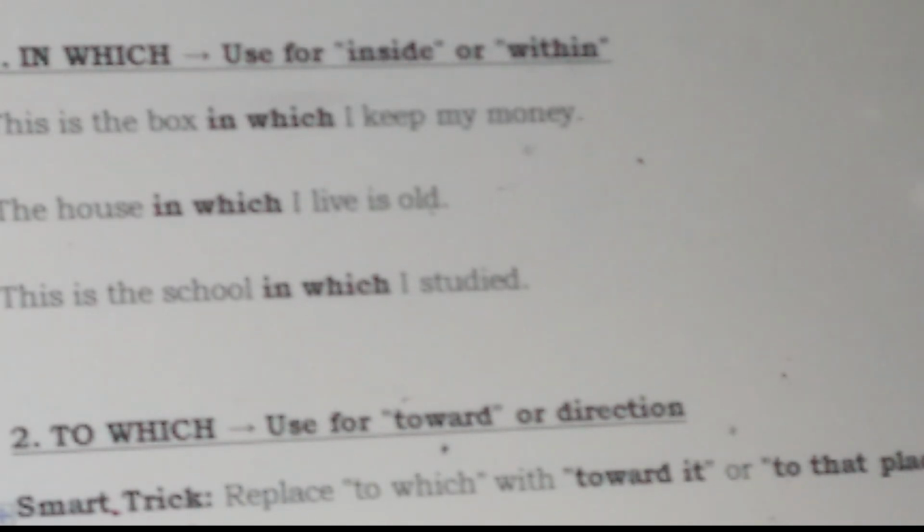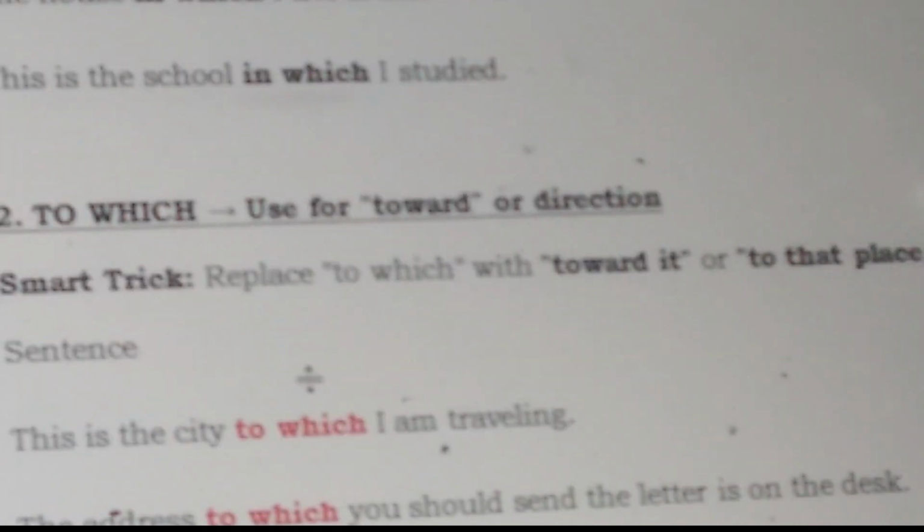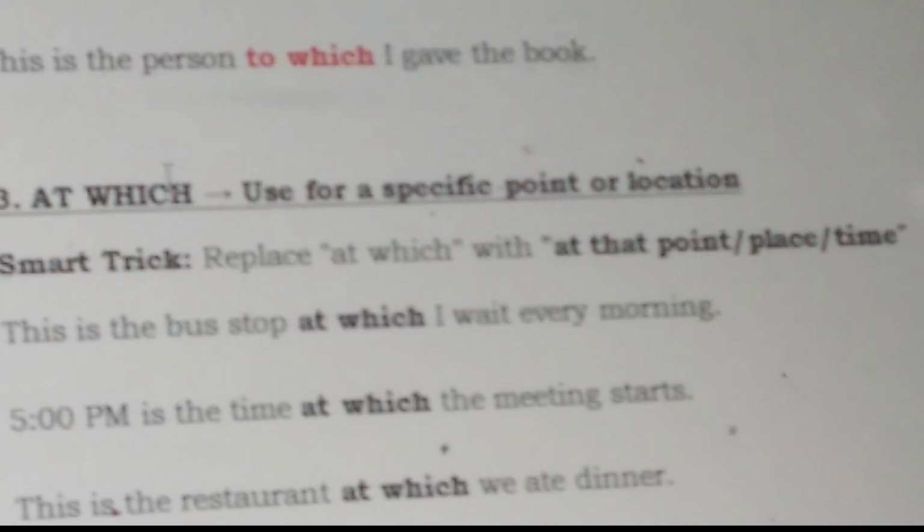This is the person to which I gave the book. Look, there is a movement for the person. This is the person to which I gave the book. There is a movement from one body to the other. At that time, we have to use to which.